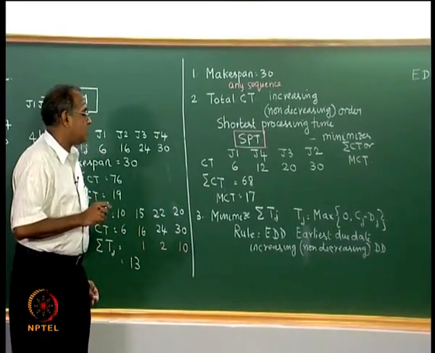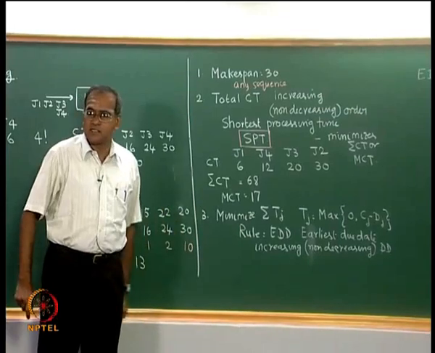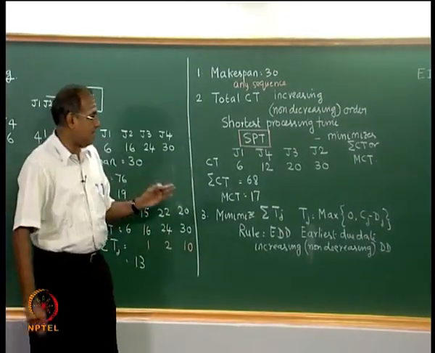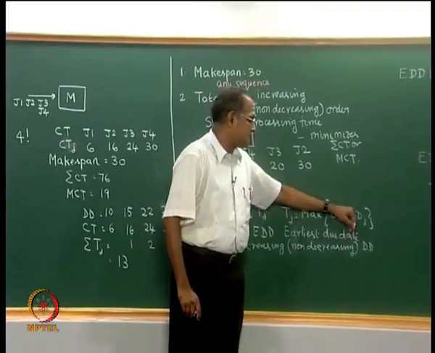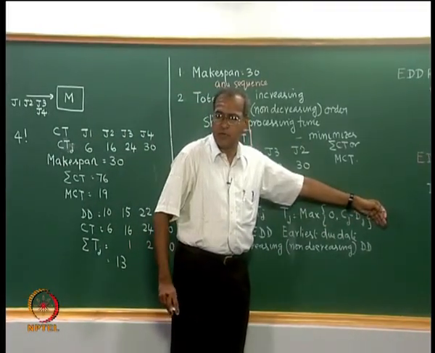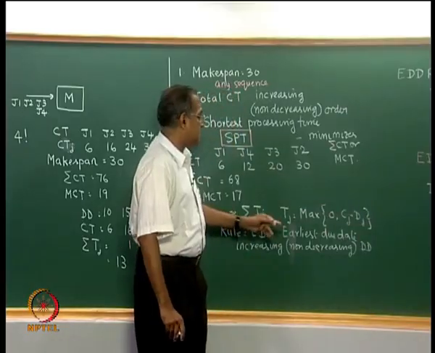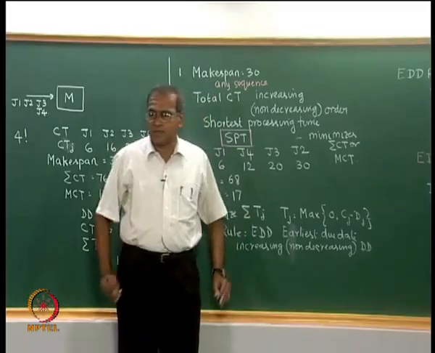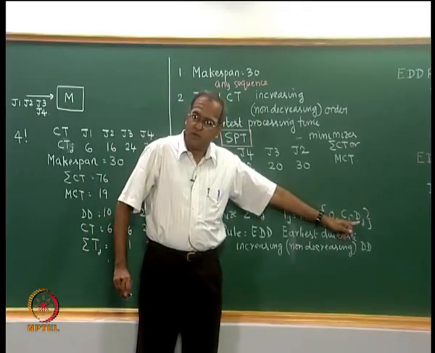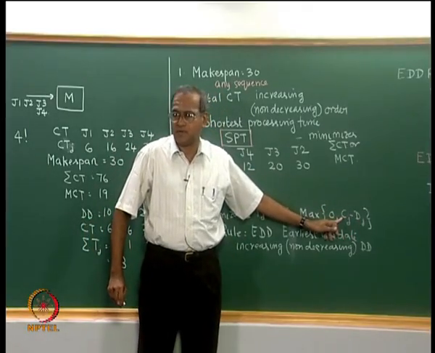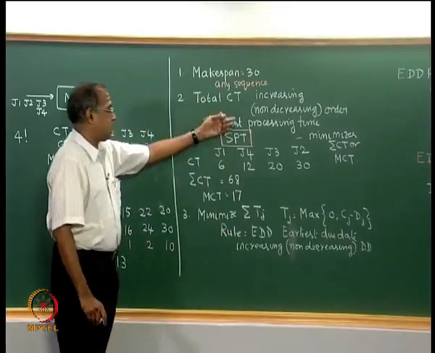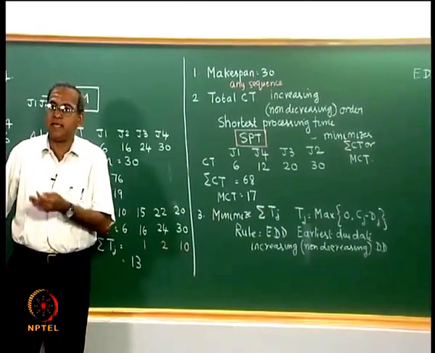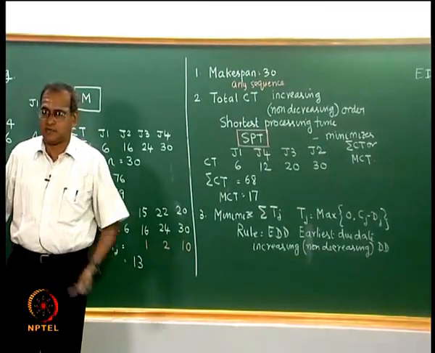Now there are a couple of other things which we would look at. For example, instead of minimizing total tardiness, if we try to minimize total lateness, where lateness is simply Lj equals Cj minus Dj, then since the Dj's are known, it is enough to minimize sigma Cj, and we already know that SPT minimizes sigma Cj. So SPT also minimizes mean lateness or total lateness.